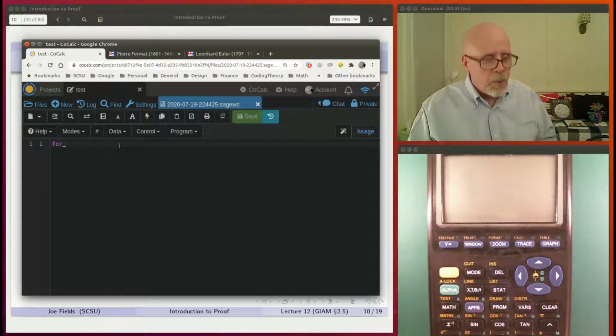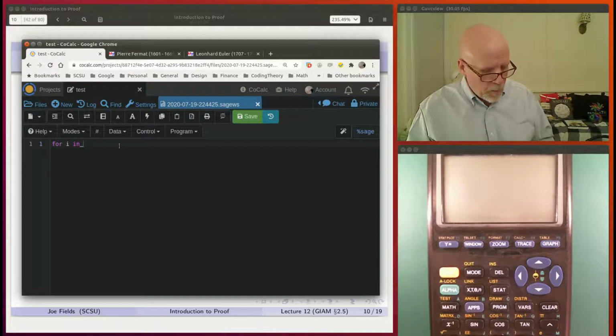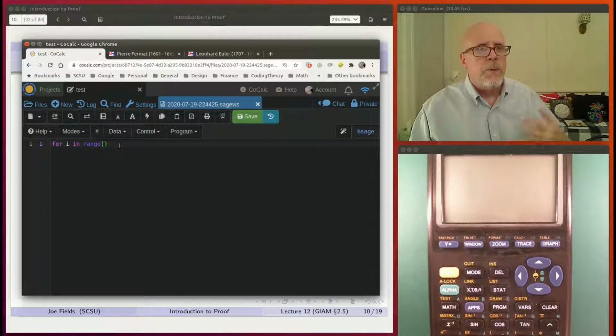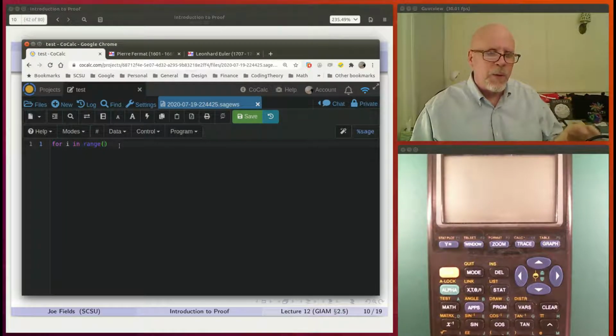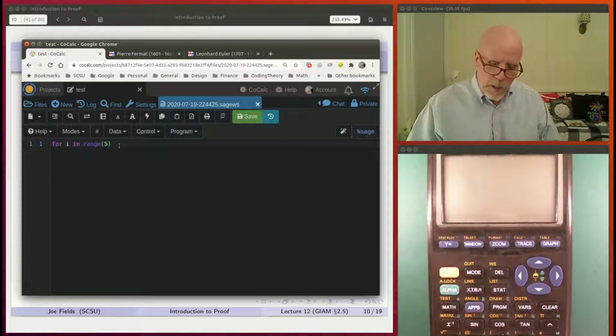But a loop looks like this: for variable name in, and then you typically use this operator called range. Range is designed to give you the range of values that are appropriate for the indices into a list. Those start at zero. In computers, almost always, the initial element of a list is the zeroth element. So if I want 0 through 4, I have to give it range 5. That's actually 5 numbers, right? But they're 0 through 4.